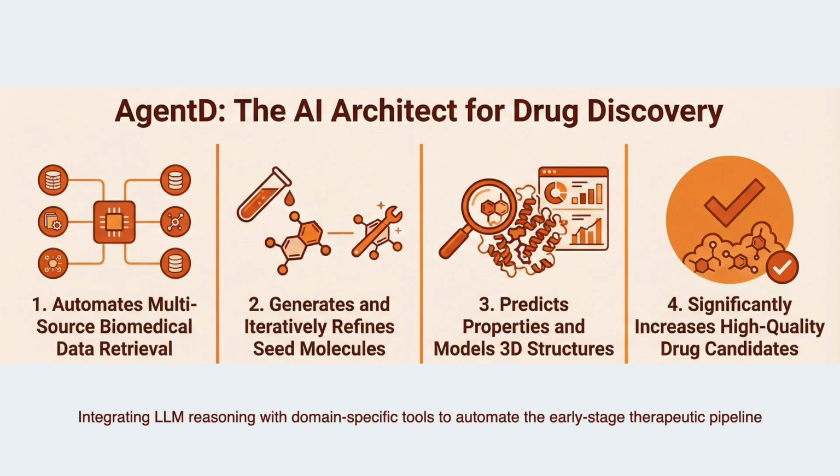Hello, today we will have a quick look at AgentD, a computational framework that utilizes large language models to automate and enhance early-stage drug discovery. By integrating LLM reasoning with specialized tools, the agent handles essential tasks such as data extraction, molecular generation, and property prediction. A standout feature is its property-aware refinement process, which uses targeted structural modifications to improve the safety and efficacy of the candidate molecules. The framework also employs retrieval augmented generation to provide literature-grounded answers to domain-specific queries.